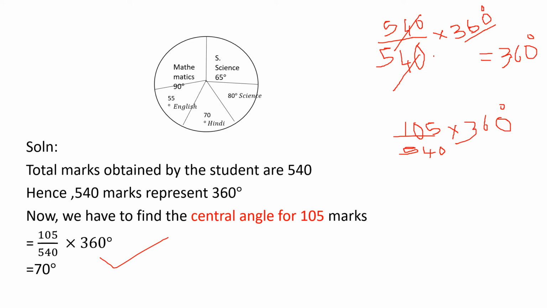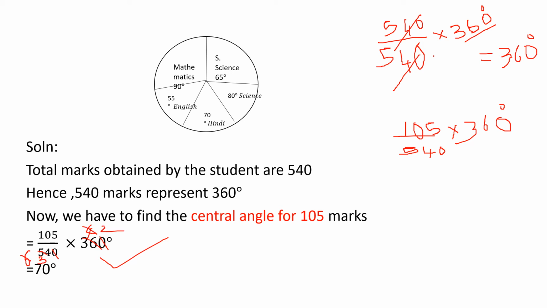Now, the same way, we want to find out for 105. So 105 divided by the total marks 540 into 360. Cancel it. This 0 and this 0 get cancelled. So we can use the 18 table or 9 table or 2 table, that is your wish. Here I am using the 9 table. So 4 nines are 36 and 6 nines are 54. Now we can cancel 6 and 4 by 2. 3 twos are 6 and 2 twos are 4.